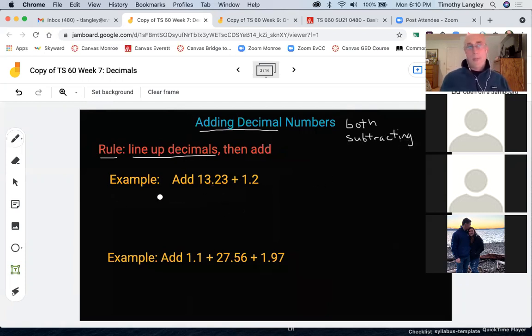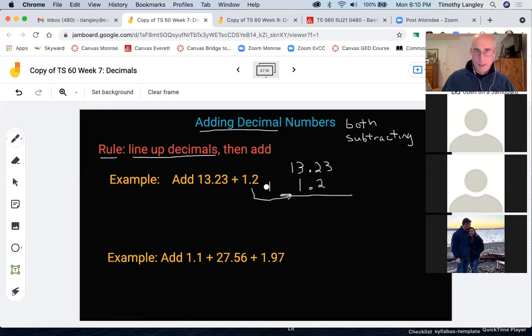If I have an example here, add 13.23 plus 1.2. The way you add decimals is you would write it like this: 13.23, and I'm going to line up my decimal points. See this one right here? I'll put an arrow here. This is 1.2.